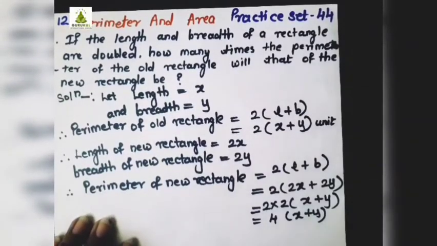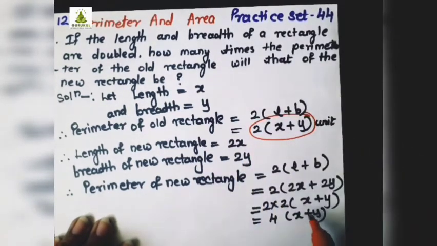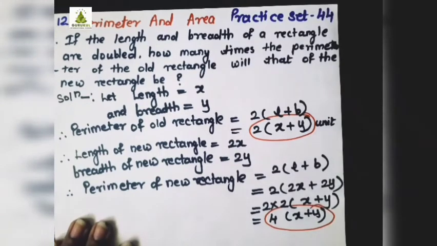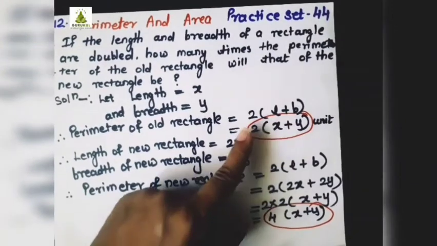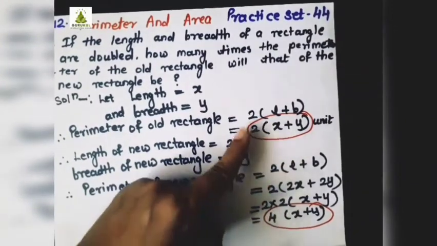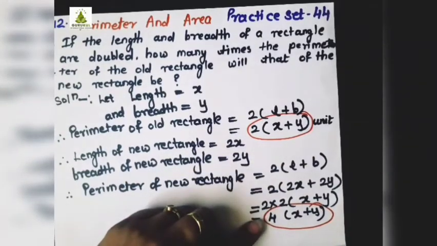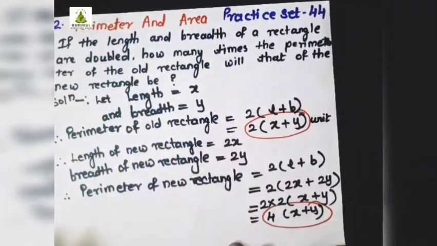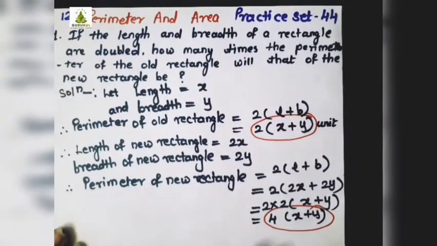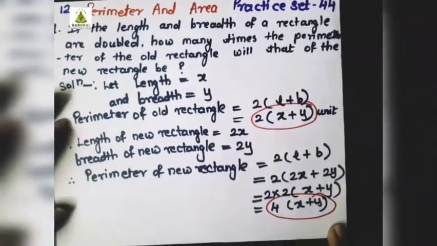Now you can see the perimeter of the old rectangle is 2 into bracket x plus y, and this is 4 into bracket x plus y. Means the perimeter of the new rectangle is double. That means if we double the length and breadth of a rectangle, then the perimeter also will be doubled. So the final answer we can write down.